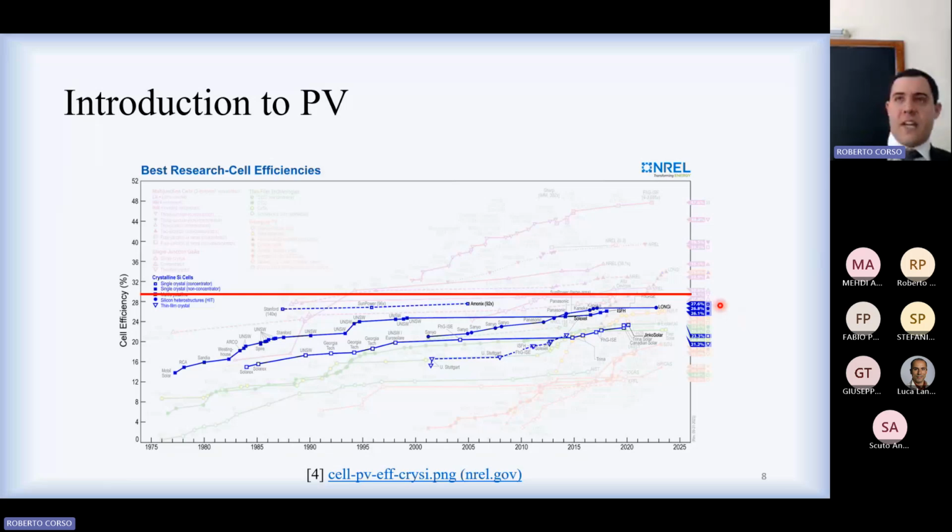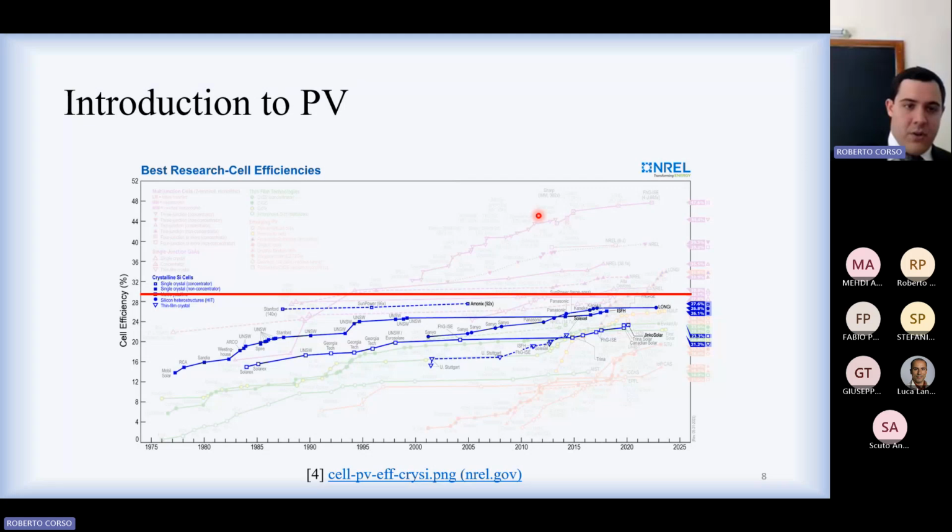This is for record cells tested in the lab, whereas modules in the field usually achieve a conversion efficiency of about 23–24%, a couple of points lower. So our main goal is to go as high as possible in this value and also as fast as possible. So the main idea is to change or at least tweak the cell design in order to obtain higher efficiency.